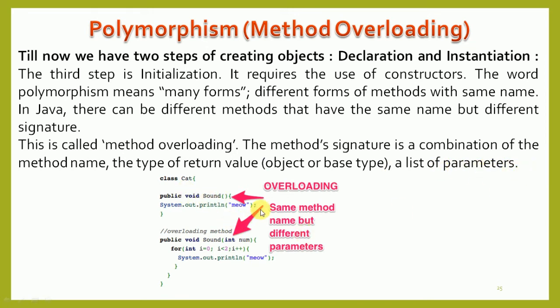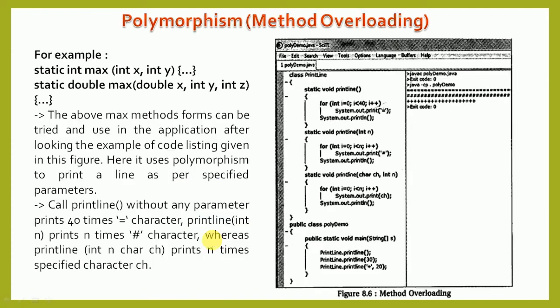Here a method overloading example is given: public void sound, with the same method name but different parameters used in sound. After that, polymorphism means many forms. Here one practical is given, that is polydemo.java, and you can learn from the practical video.